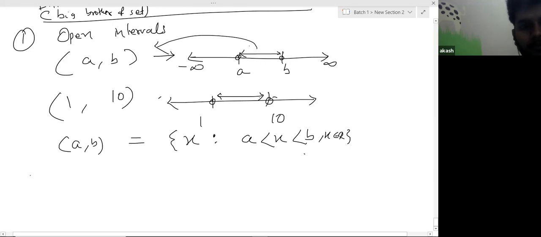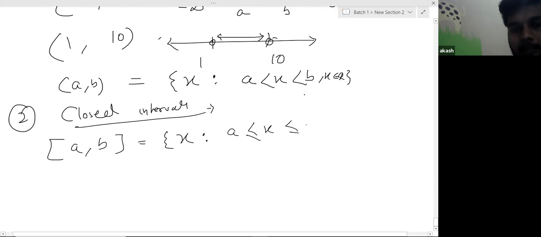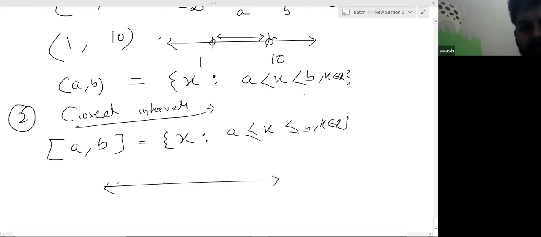All right. Closed intervals. This is denoted by this square brackets. All right. This is called closed interval, and this is set of all values of x such that A is less than equals to x, less than equals to B. X belongs to real number, right? If this is the number line, this is A and B. So all the numbers from A to B, including A and B. All right. All the numbers, all the real numbers. Clear?